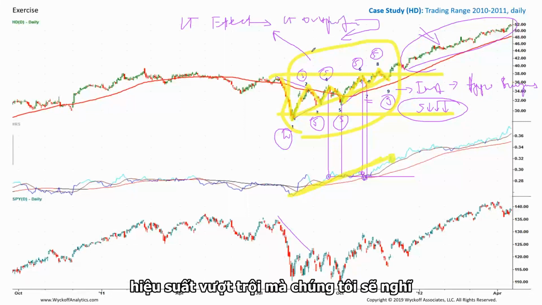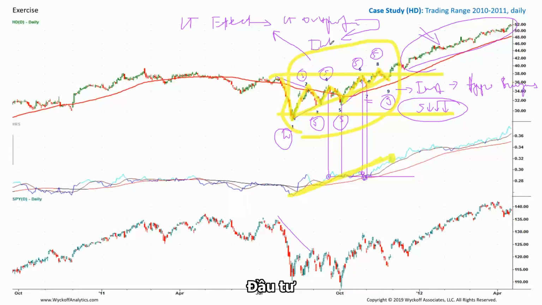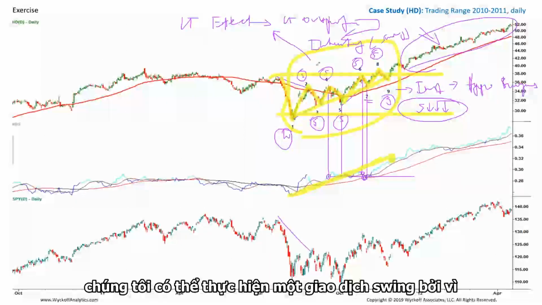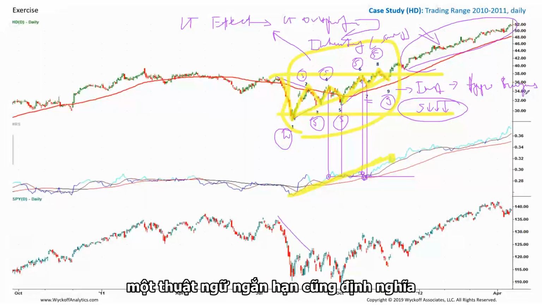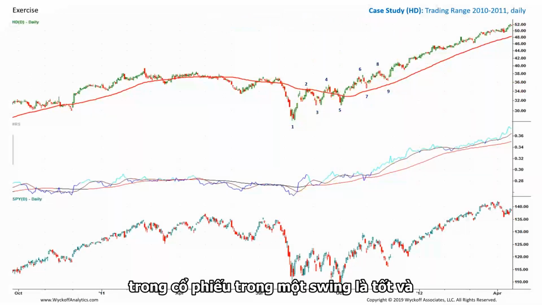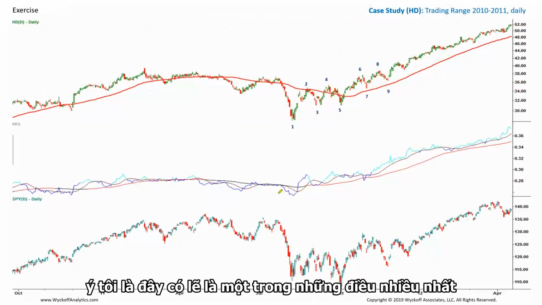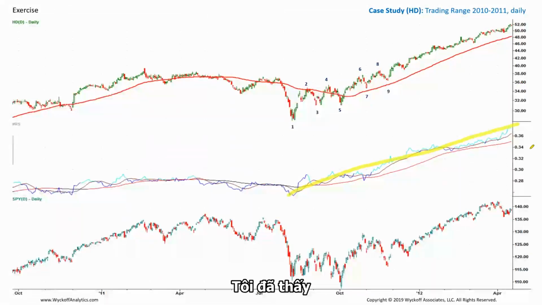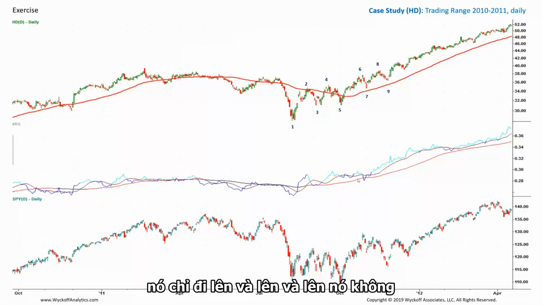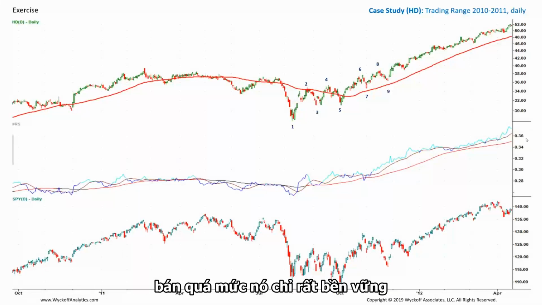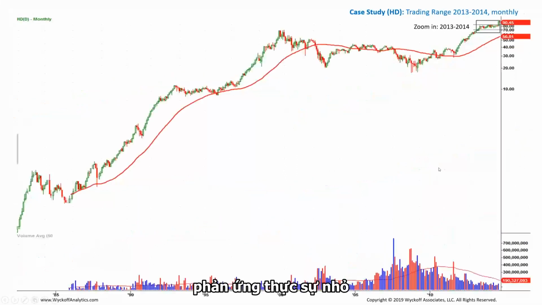So with this long-term outperformance, we would be thinking investing, long-term position. We could still do a swing trade because the short term also defines outperformance, so we should be in the stock in a swing as well. And look at the relative strength trend. I mean, this is probably one of the most persistent relative strength trends that I've seen. It just goes up and up and up. It doesn't go into extreme overbought or extreme oversold. It's just very sustainable. The reactions are really small.